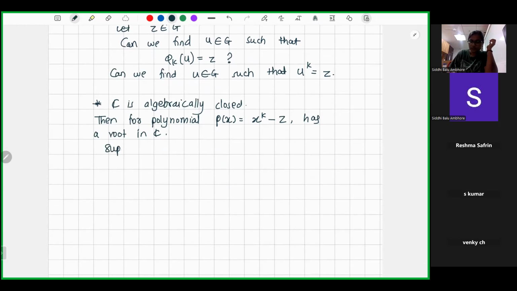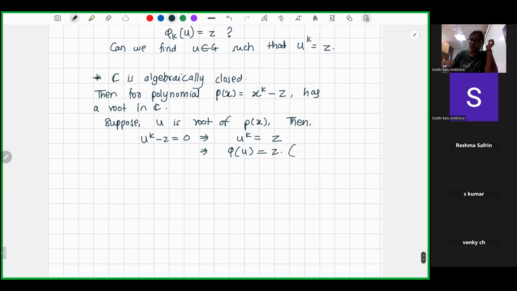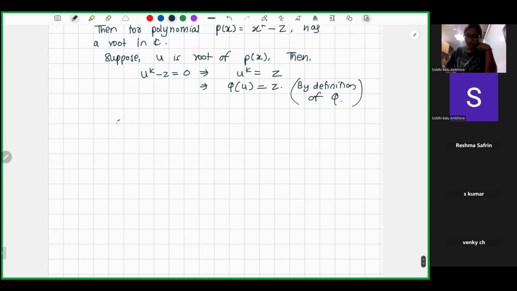Then suppose U is a root of p(x), then U power k minus z is 0. So this implies U power k is z. But what is U power k? This is phi of U. And that I get as z, by definition of phi.